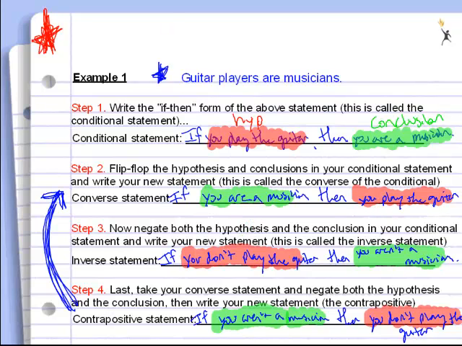Now, the only two that get negated are the inverse statement and the contrapositive. The other two, the conditional and the converse, are just flip-flopped. Okay? And again, I know that this is a lot, but the more you practice this, the better you'll get.